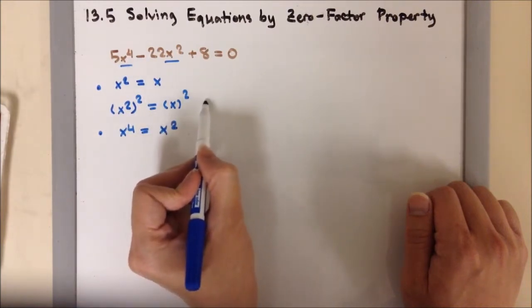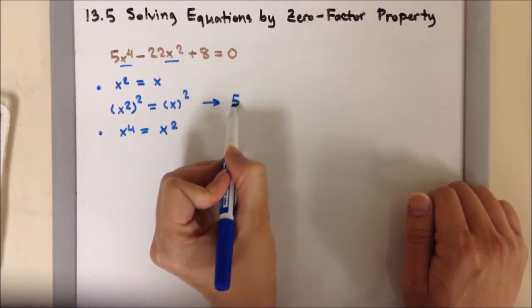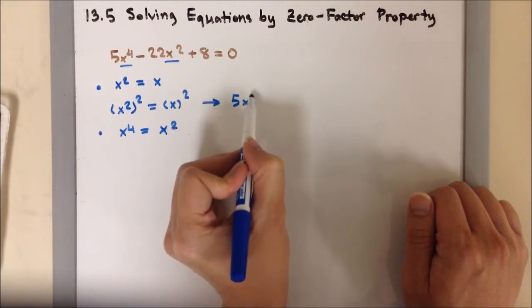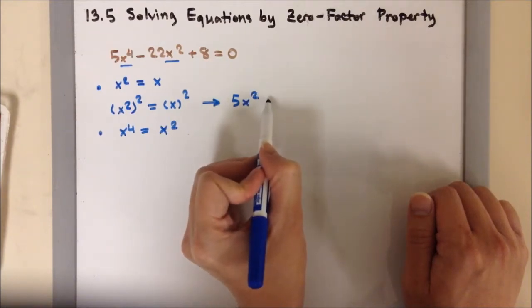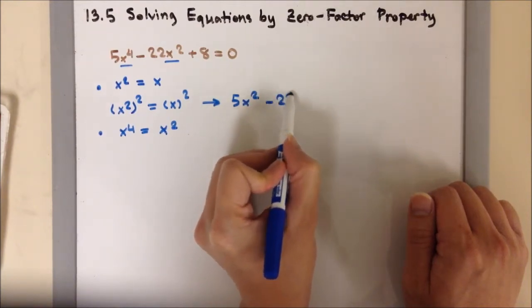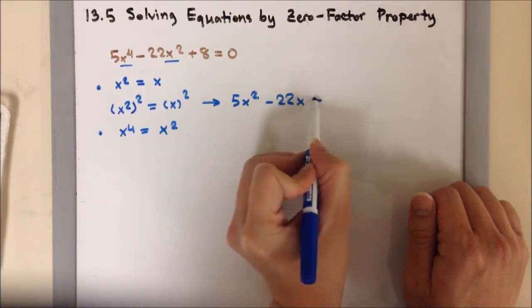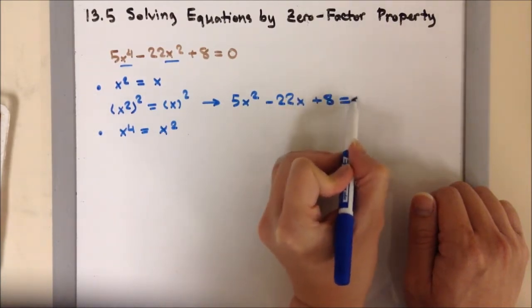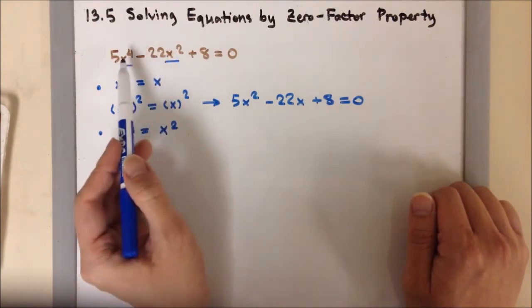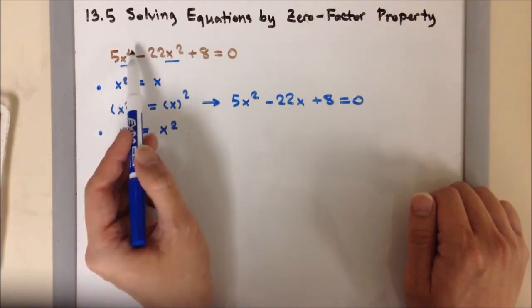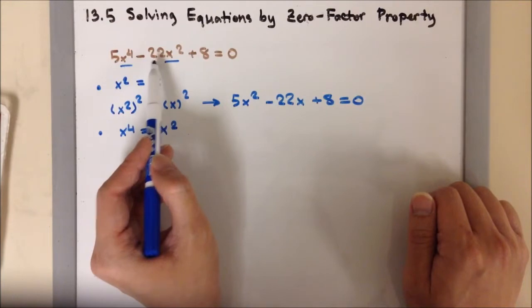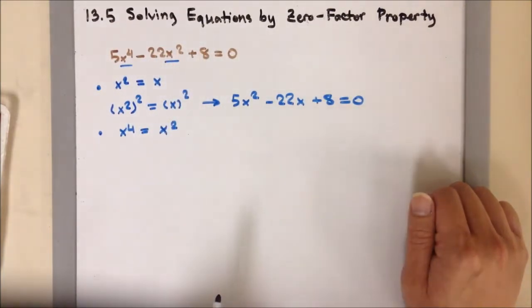So if I do that, I'm going to have, instead of 5x to the 4th, I will have 5x squared. And then instead of minus 22x squared, I'm going to have minus 22x and then plus 8. Again, I'm only substituting the x squared and the x to the 4th. I didn't mess with the 5, nor the 22, nor the 8.